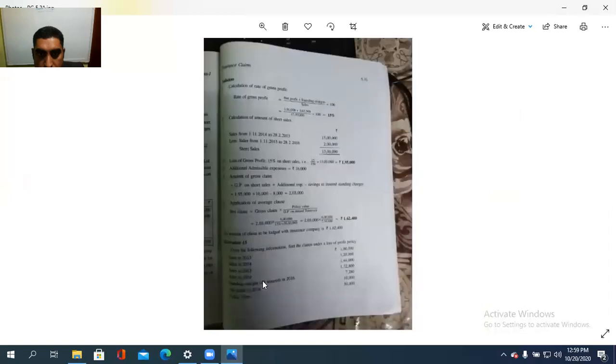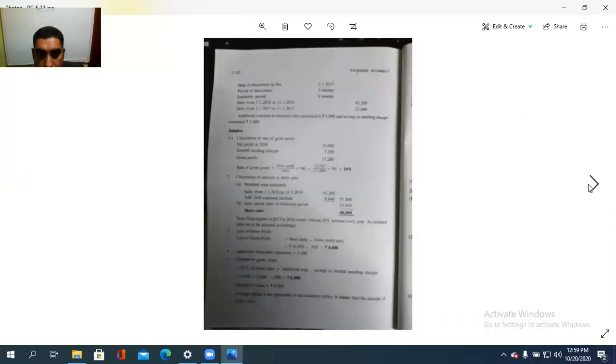See, the policy value is 50,000. So the amount is very less, isn't it? So there is no need of calculating the average clause. So this is the case with regard to which one? Loss of profit policy.